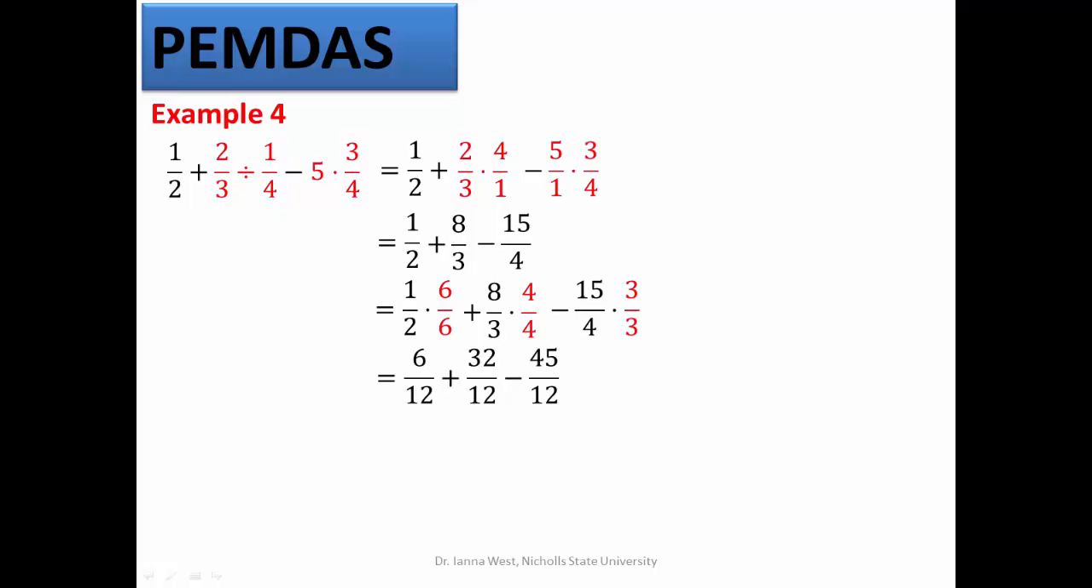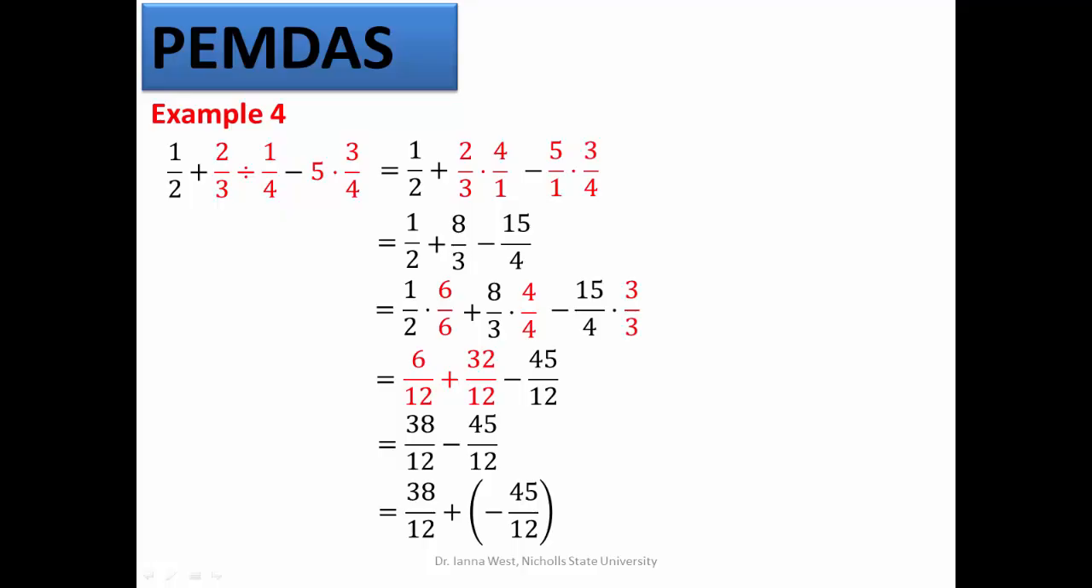At this point, we perform addition and subtraction from left to right. Therefore, we will add the first two fractions. Adding these two fractions gives us 38/12, and then we subtract 45/12 from that result. Recall that we may rewrite this as an addition problem, giving us 38/12 plus negative 45/12.